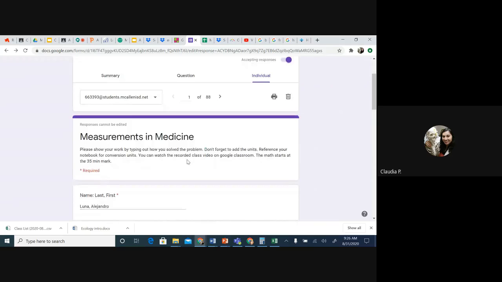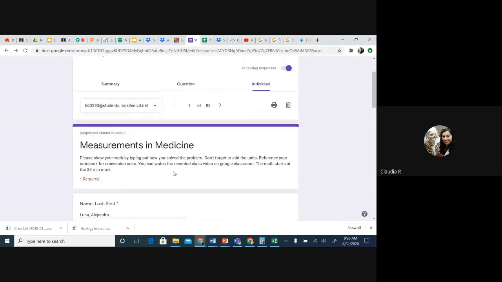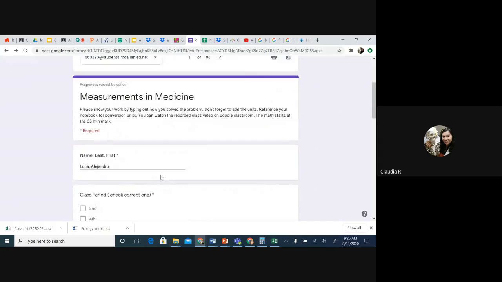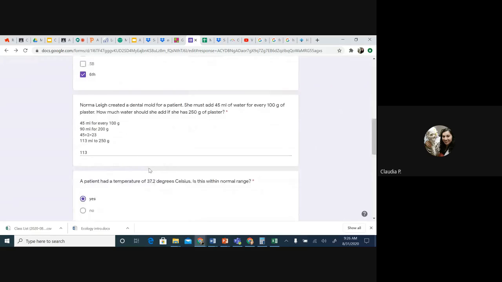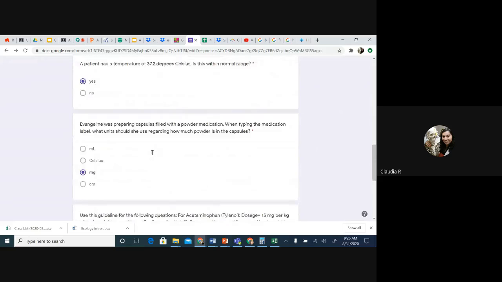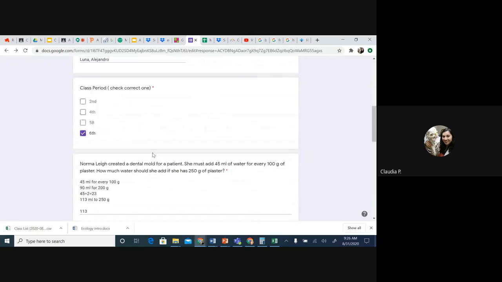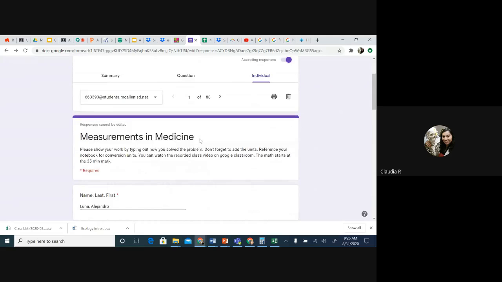So if you did struggle with that, I am going to go through every single one of these problems and I'm going to solve them. But please just be very careful when you get a Google Form, especially with units. You may not experience this in the others because this is the only one really solving measurements in medicine. You'll see it again on your quiz. But don't forget units and don't forget to show your work. Okay, so that was that assignment.